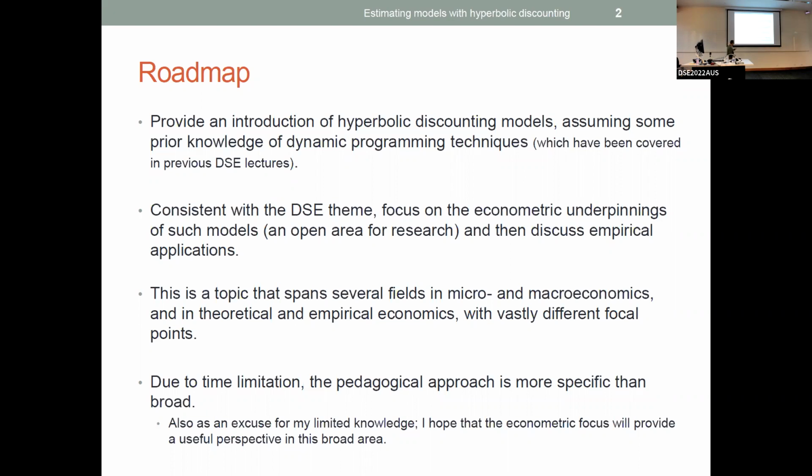And I must confess that my knowledge in this area is limited, and it's been a while since I've worked on these models, and I hope that the econometric focus will provide a more useful perspective in this broad area. So some examples would include consumption saving models or addiction. And if you just Google search hyperbolic discounting, you see all sorts of references pointing to these different areas.